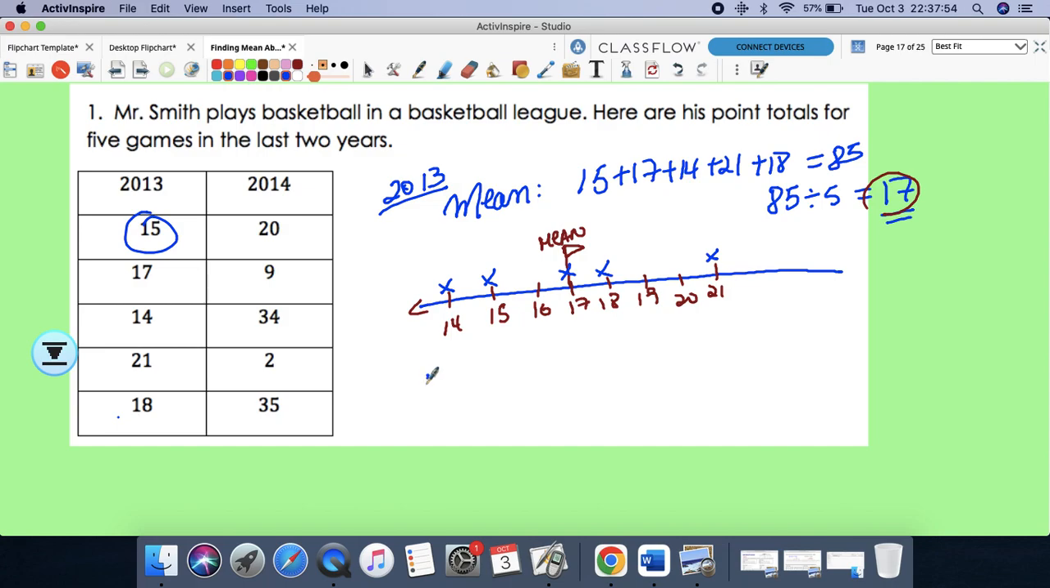So we write the numbers down. We have a 15. We have a 17. We have a 14. You know what? I'm going to put them in order. No, actually you don't have to. Right, let's just do it like this. 15, 17, 14, 21, and 18. So this is 2013. I'll put a little box.